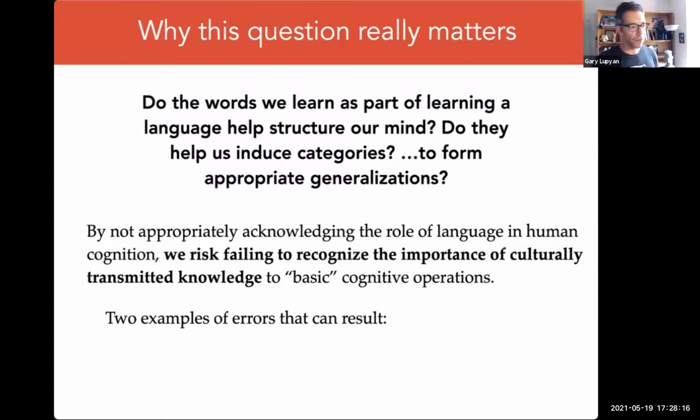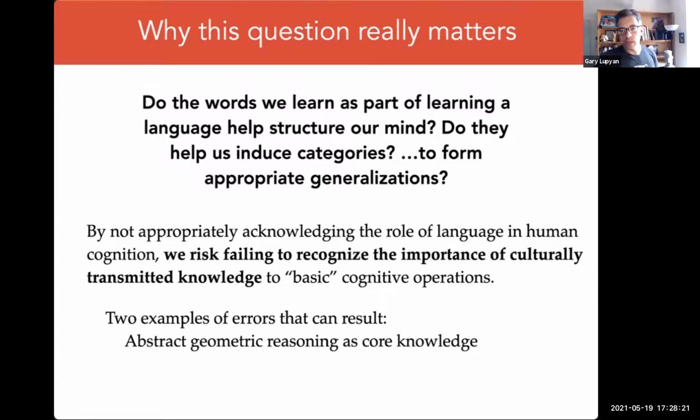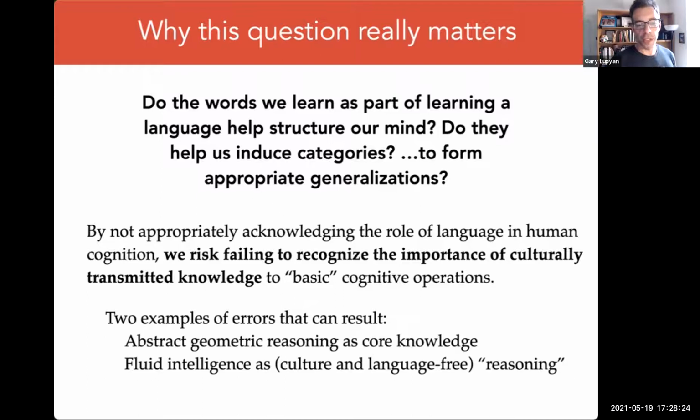So I'm going to give two examples of errors that can result. This first one will take up most of the rest of the time, and I'll briefly talk about the second one. So one kind of error that I think can result is when we point to similarities between groups of people on some task, on one aspect of the task, as revealing something universal about human cognition, and failing to acknowledge the differences that the very same data set plainly reveals.